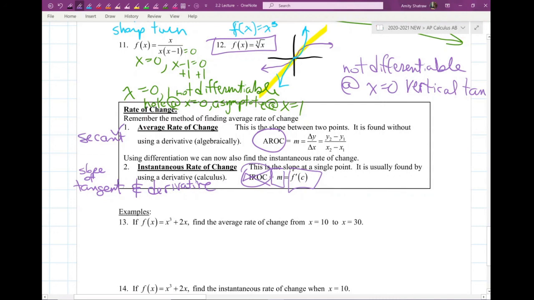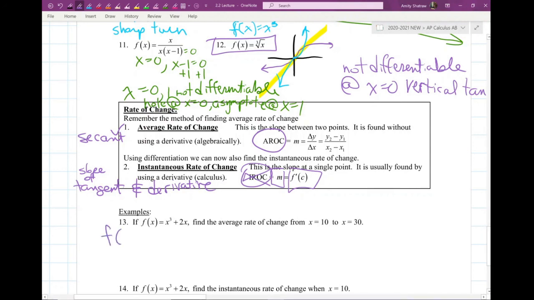So here we go for number 13. It says, find the average rate of change from x equals 10 to x equals 30. And that's just going to be an average rate of change. I don't have to actually calculate a derivative here. So that average, it's going to throw you for a while. You're going to be like, which one do we do? Do we find the derivative? No, this is not the one when we find the derivative.